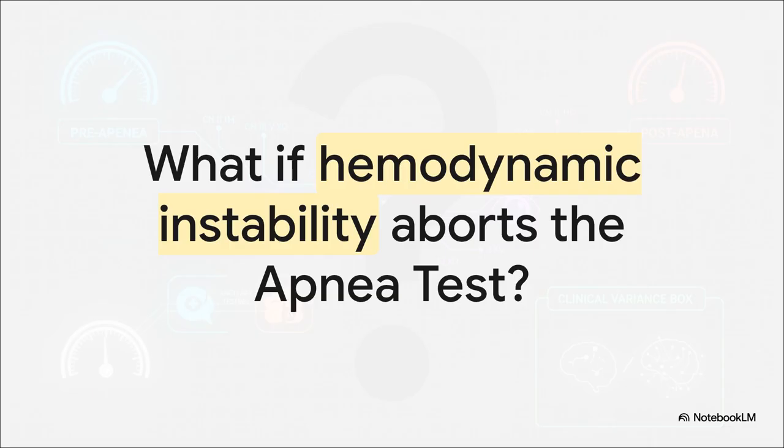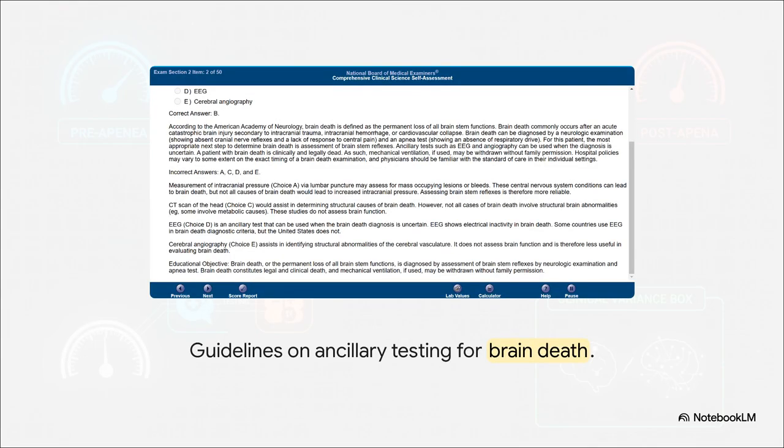The apnea test has to be immediately aborted if the patient becomes hemodynamically unstable. Specifically, if their systolic blood pressure drops below 90 millimeters of mercury, or if their oxygen saturation drops significantly before you ever reach that hypercarbic PaCO2 threshold. You absolutely cannot just write out a crashing blood pressure in an attempt to finish the test. Looking directly at the National Board of Medical Examiners standards really reveals the strict legal and ethical framework we have to operate within.